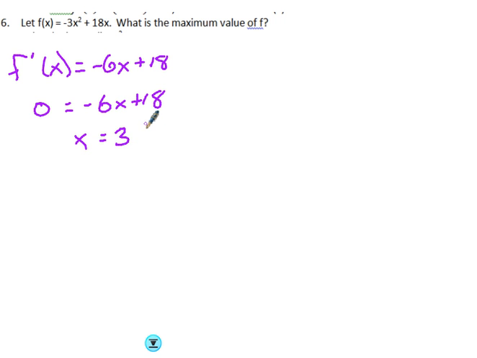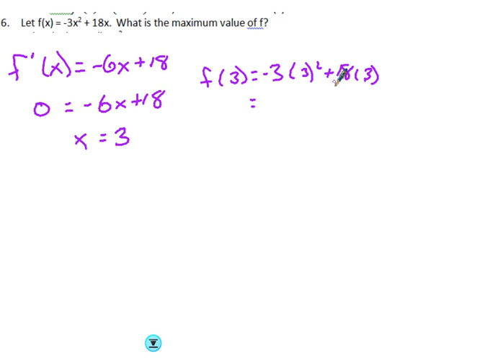So what is that maximum value of f? Well, you substitute that 3 back into the equation, and you can say f of 3 is equal to negative 3 times 3 squared plus 18 times 3.